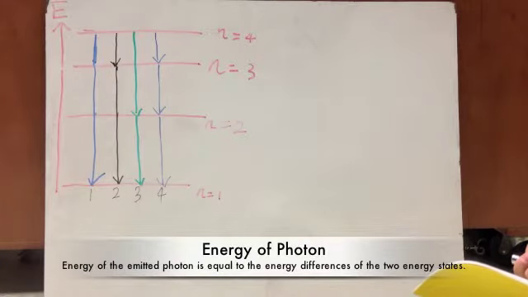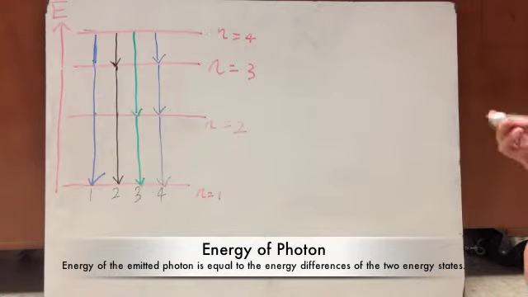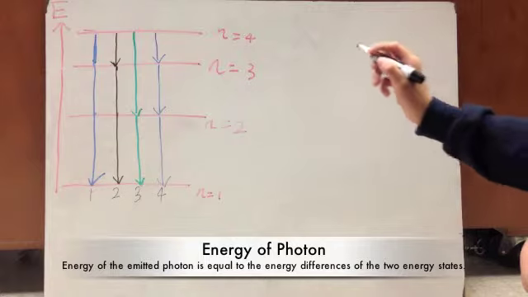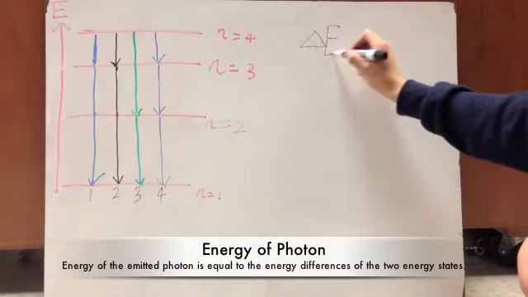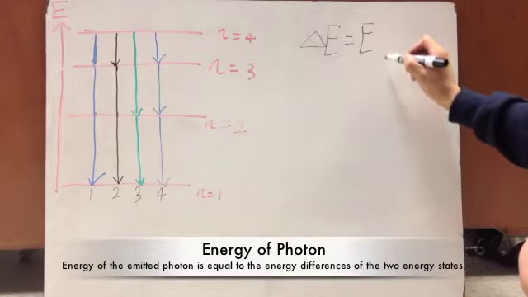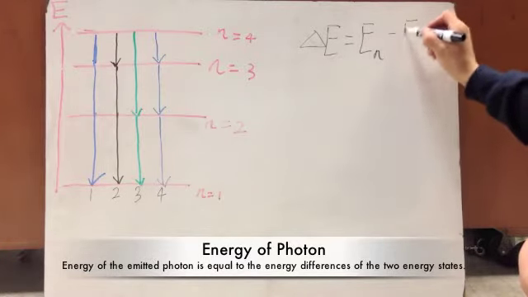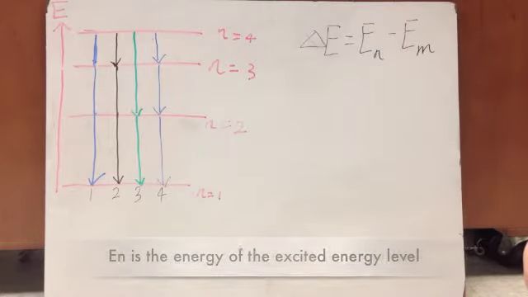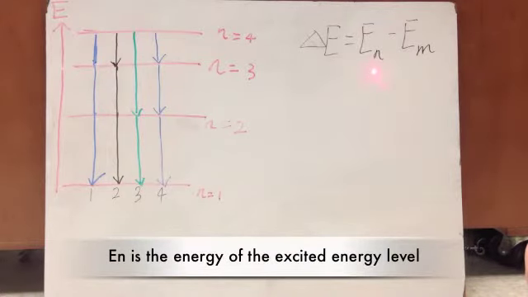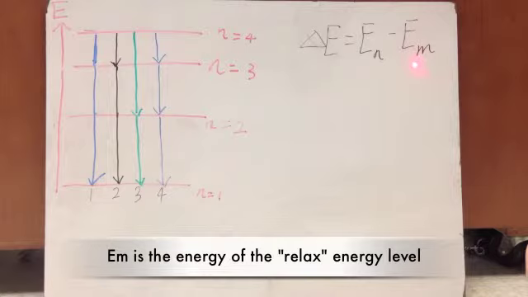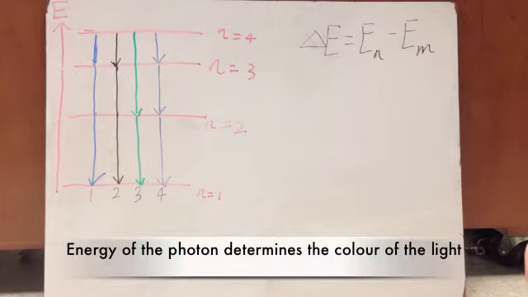The energy of each emitted photon, delta E, is equal to the difference in energy between the excited state and the state to which the electron relaxes. In the equation, energy N equals the energy of the excited energy level, and energy M equals the energy of the relaxed energy level. The energy of the emitted photon determines the color of light observed, which satisfies the equation.